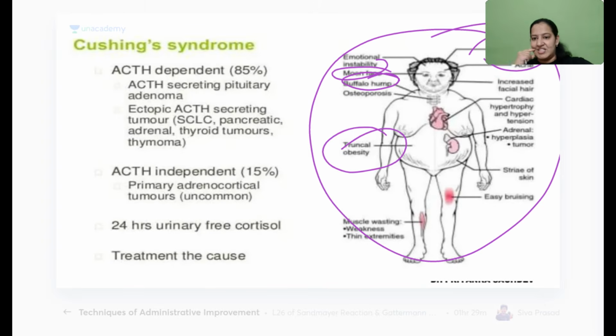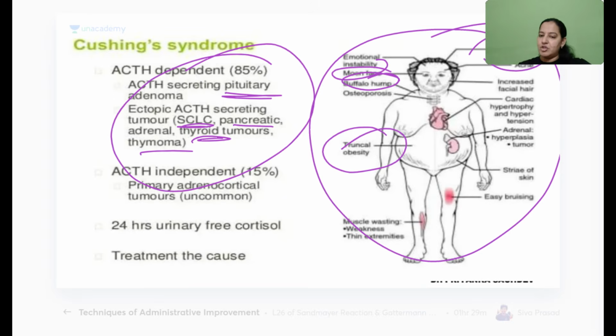It is due to excess of ACTH. Normally ACTH is secreted by the pituitary gland, but here it is secreted by a pituitary adenoma, an ACTH-secreting pituitary adenoma, or by ectopic ACTH secretion like small cell carcinoma of lung, pancreatic tumor, thyroid tumor, or thymoma. These 4 tumors also secrete ACTH-like substance. Learn the names of the tumors.